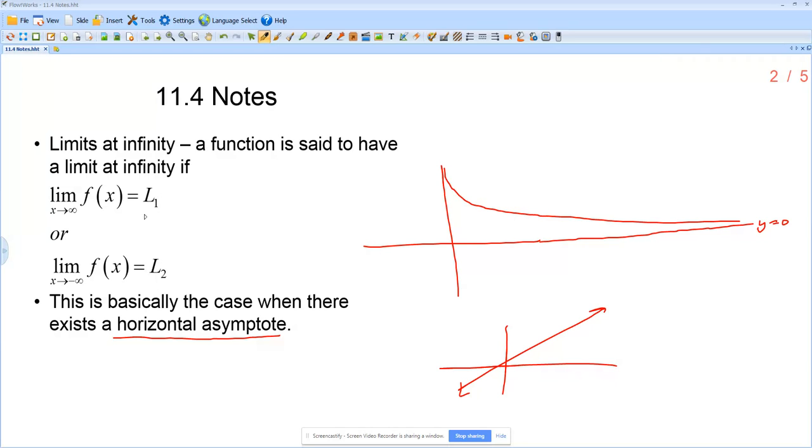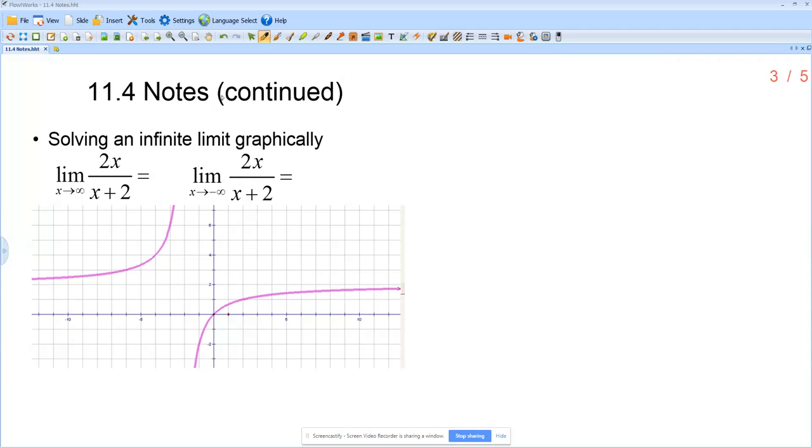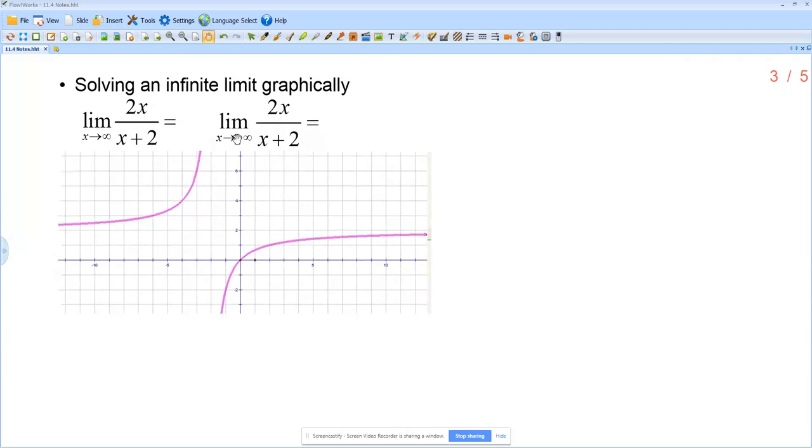Now, we do note that they could be different. The limit as x approaches infinity and the limit as x approaches negative infinity do not have to give the same asymptote on the right that you have on the left. Okay, so solving an infinite limit graphically.